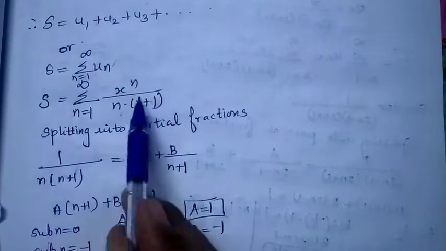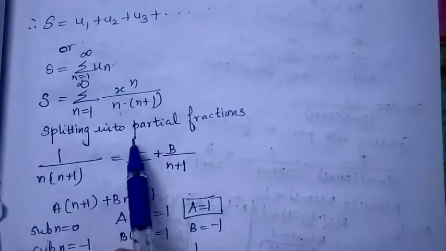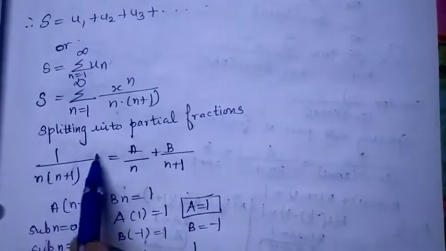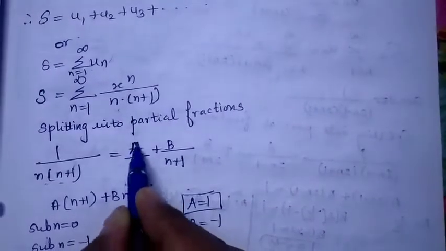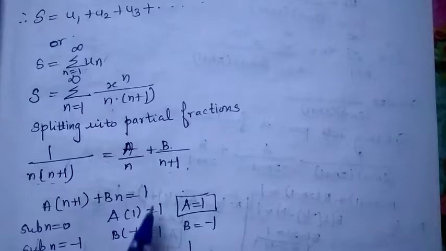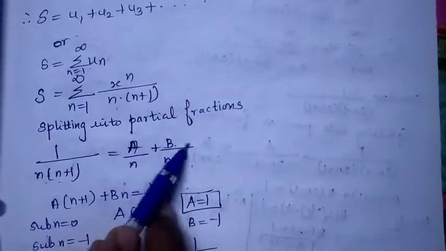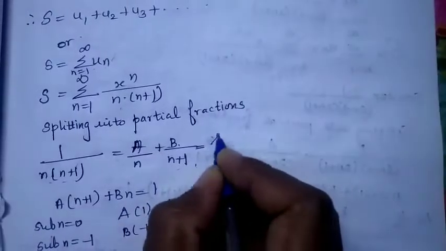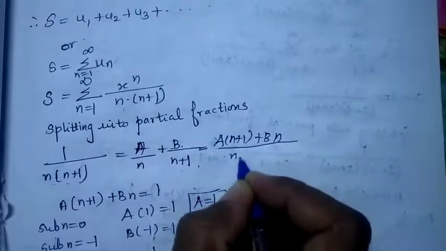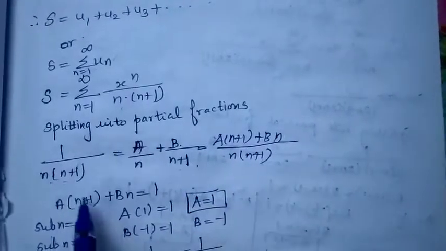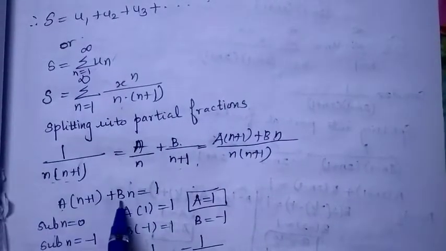Now we have a fraction here. So as usual, you have to split this into partial fractions. So 1 by n into n plus 1 can be written as a by n plus b by n plus 1. Just take the LCM, so a into n plus 1 plus b into n, divided by n into n plus 1. So now the denominator is same, so you can equate the numerator, that is a into n plus 1 plus bn equal to 1.